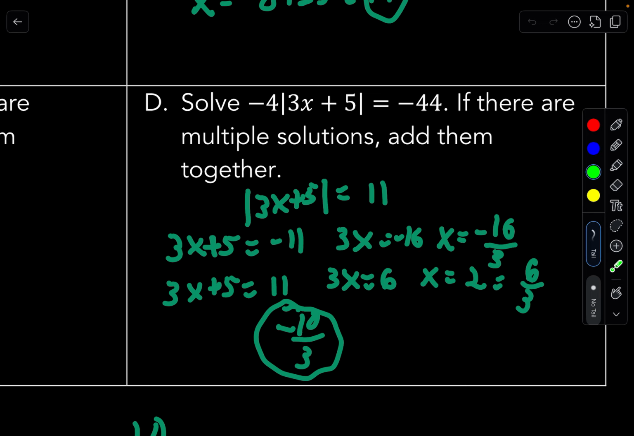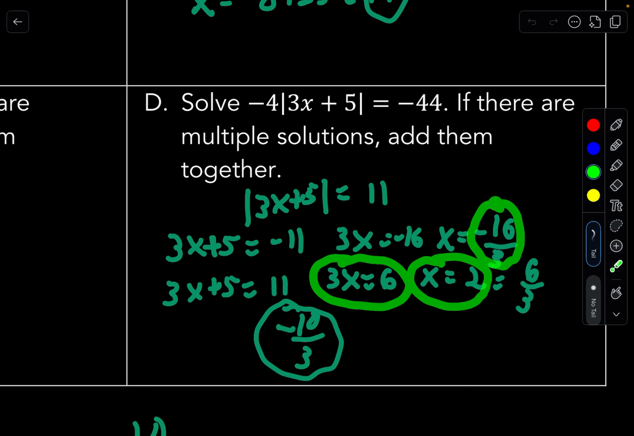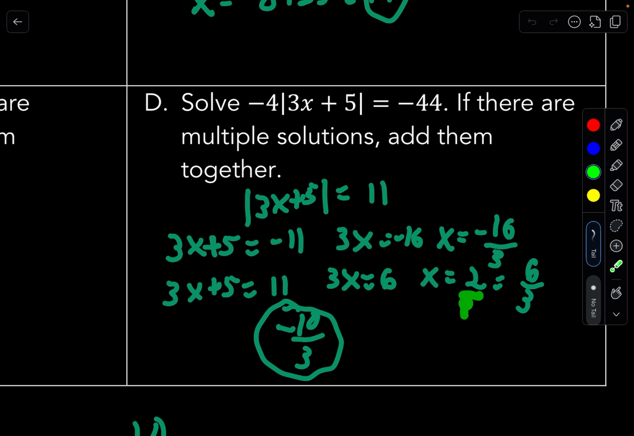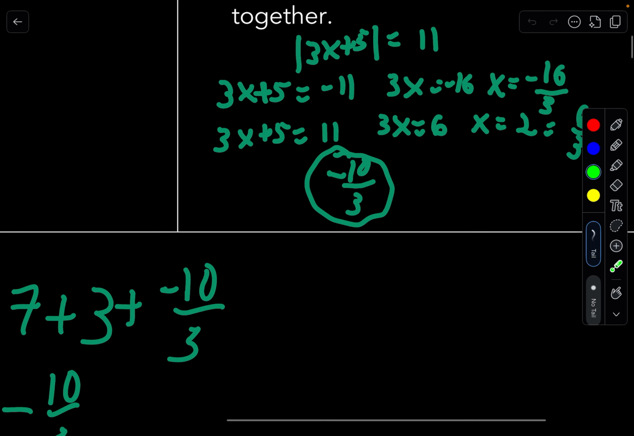On the positive side, subtract 5. 11 minus 5 is 6. You have 3x equals 6. X equals 2. Now we have to add these two solutions together. And what I did is I said, okay, well, 2 is just 6 divided by 3. I did that so I could have a common denominator. And -16 over 3 plus 6 over 3 is -10 over 3.